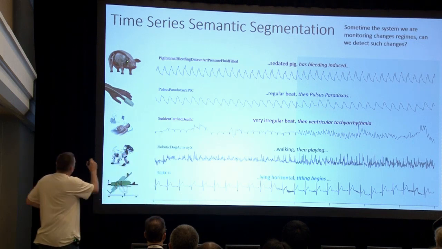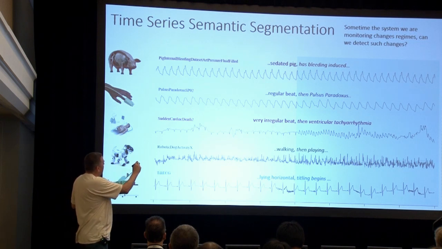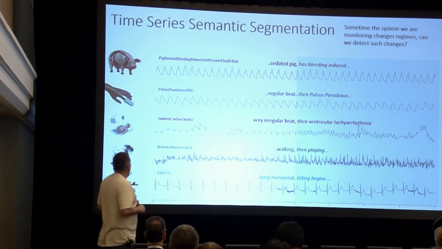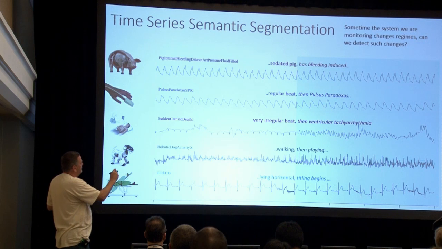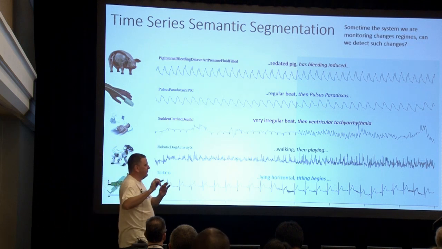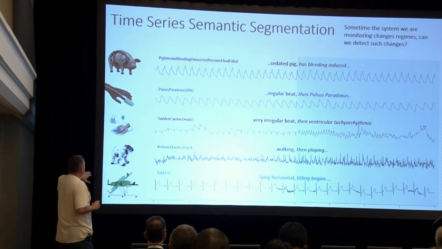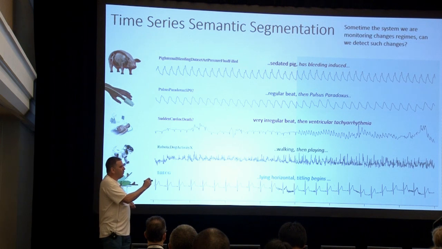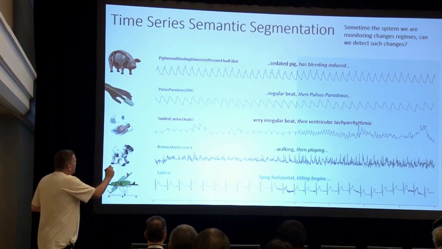So for this poor pig here, unfortunately, he's sedated. At this point here, they actually begin to open up his skin for medical research. And this individual here is a bit unhealthy. At that point here, he has what's called pulsus paradoxus. It's a medical problem I'll gloss over. And so on and so forth. Here we have a robot dog with some accelerometers in it. And he's walking. At that point, he stops walking and begins to play soccer instead. And so the question is, can you detect when the world has changed?